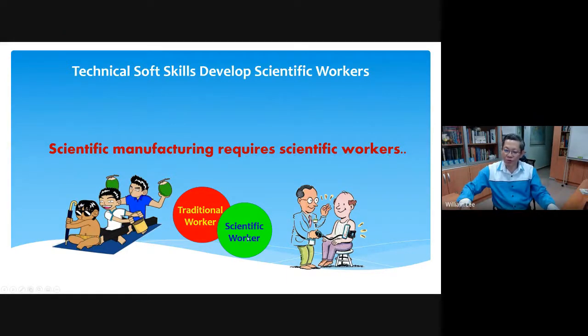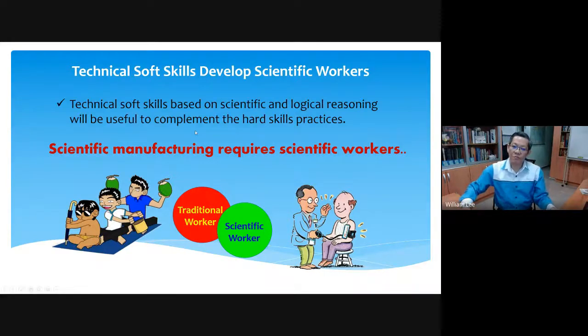The difference between the two is that scientific workers are always based on fact and data. So they behave just like a doctor. A doctor always studies the prior history, is based on data, and will inspect you before giving you the medical solution. So how do you build up this knowledge here, the technical soft skill, based on scientific and logical reasoning? It will be useful to complement the hard skill practice, not only by using the hard skill. Okay.